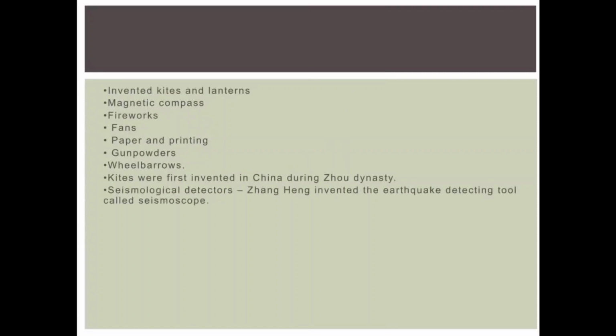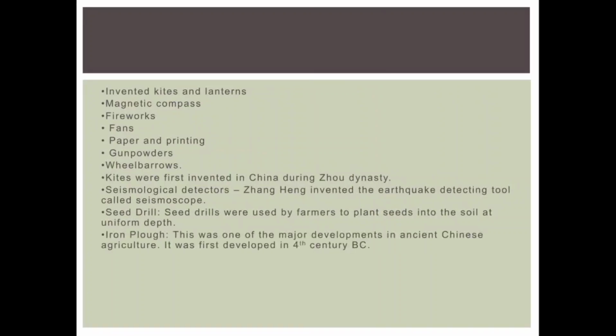Seismological detectors. Zhang Heng invented the earthquake detecting tool called the seismoscope. Next is the seed drill. Seed drills were used by farmers to plant seeds into the soil at uniform depth. Next is the iron plow. This was one of the major developments in ancient Chinese agriculture. It was first developed in the 4th century BC.